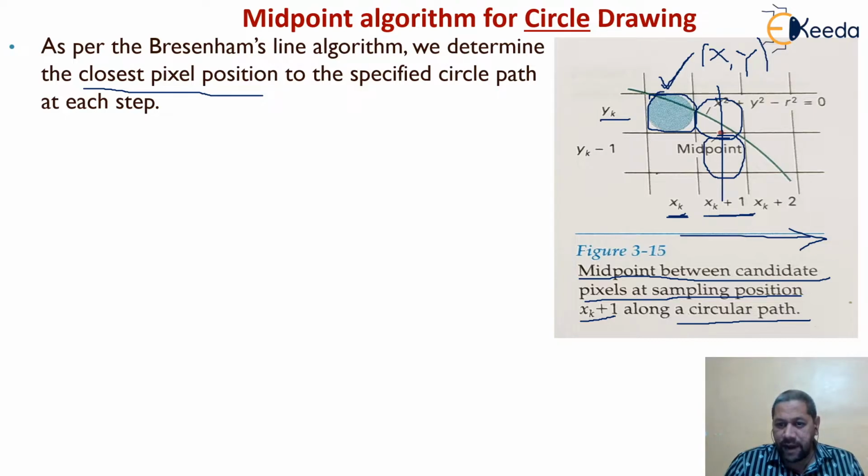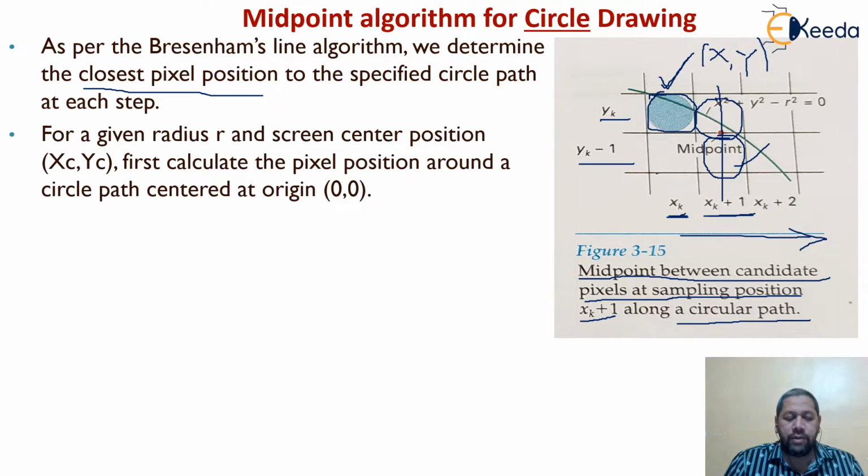What about y? If I activate this pixel, what is its value? This will be y of k plus 1. And if this pixel is activated, it has the value y of k minus 1. So I have to decide whether to increment y by 1 or decrement the y value. That is what I have explained here.